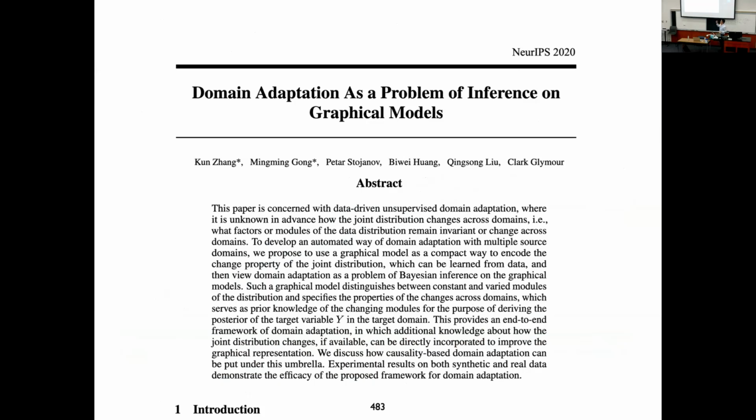This work is nice because with this view, domain adaptation is not a new problem. It's a standard problem. I want to have a graphical representation to explain how the joint distribution can change. And then after that, domain adaptation is nothing but the classical problem of inference in the graphical model to see the posterior distribution of Y given the features in the target domain. It's nice because it's a standard problem and it's optimal. This solution is optimal. You just want to find the posterior distribution. You make use of all the information that is available. You have a guarantee. Okay.